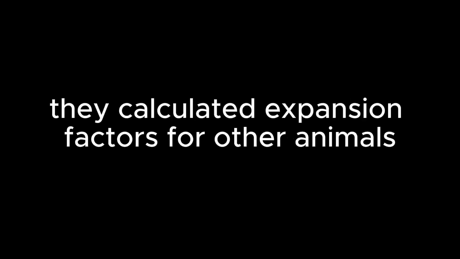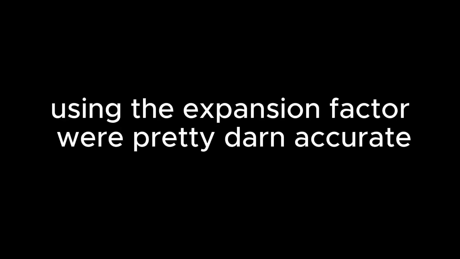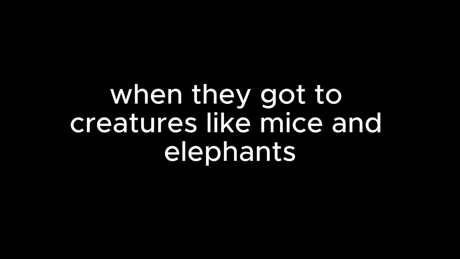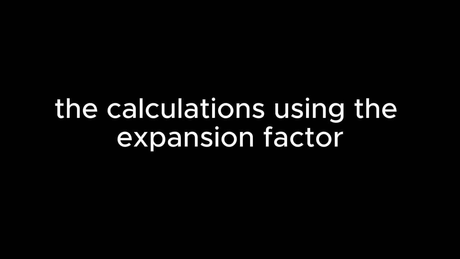Exactly. So they started by assigning humans a baseline expansion factor based on our average lifespan and metabolic rate. And then from there, they calculated expansion factors for other animals like dogs, elephants, and mice, based on those same principles. So did it work? Well, for animals with lifespans relatively close to humans, like dogs, the calculations using the expansion factor were pretty darn accurate. But when they got to creatures like mice and elephants, the calculations were a little further off the mark.